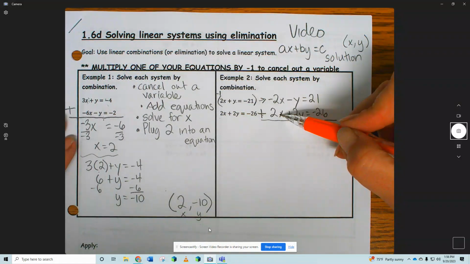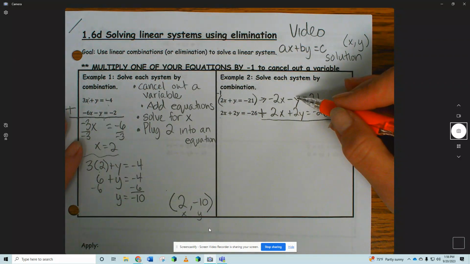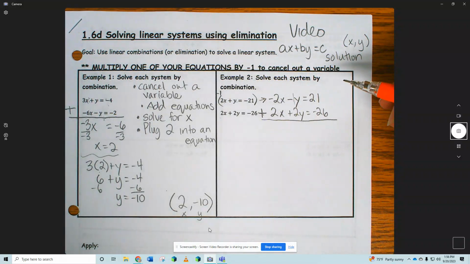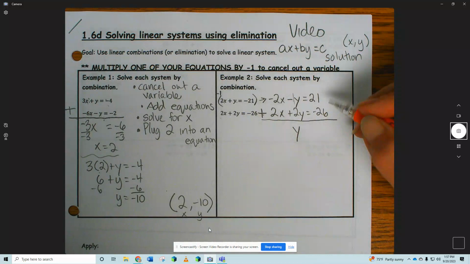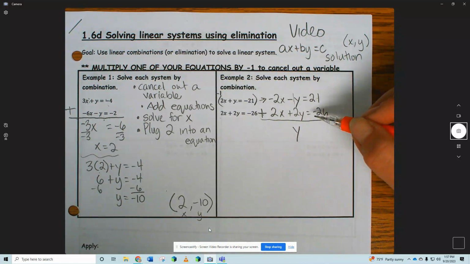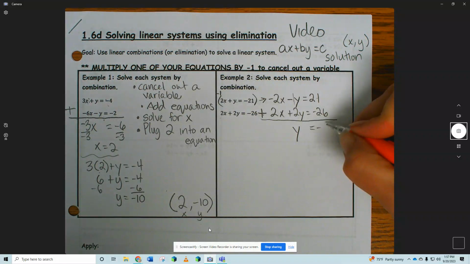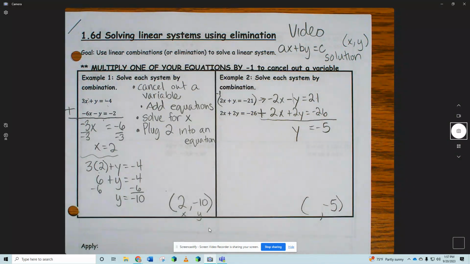-2x plus +2x. Gone. -1y plus 2y. Just y. 21 plus -26. -5. Y equals -5. I know what my y value is.